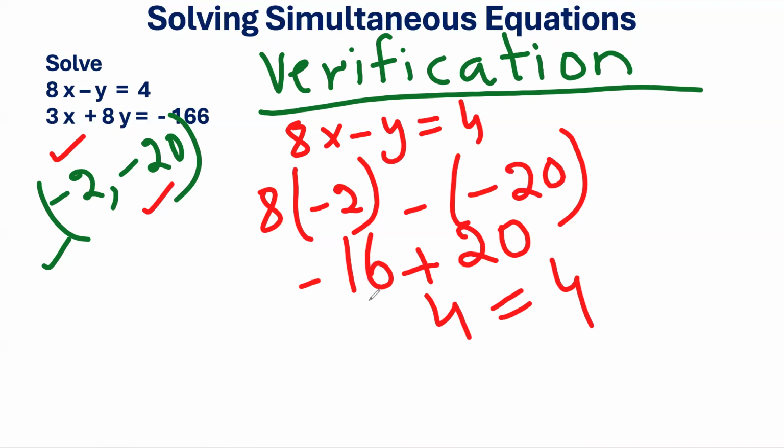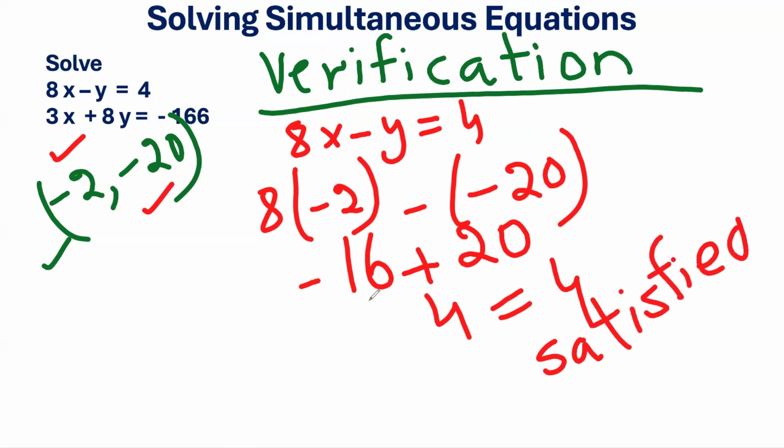Simultaneous equations is a very important question and it's going to come every year in every exam. Maybe 1 or maybe 2. 4 is equal to 4 means the equation is satisfied. Verified, satisfied. So you have verified your answer. Let's see one more question of simultaneous equations.